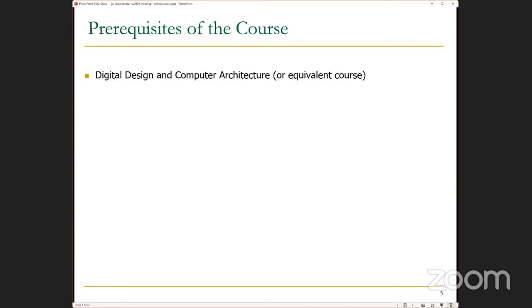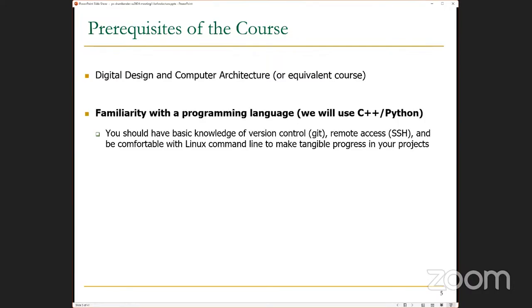There are, of course, some prerequisites of the course. You should have taken, let's say, digital design and computer architecture or any equivalent course that covers the basics of computer architecture. And you should be familiar with at least C++ and/or Python. C++ will be the major language that you will use to write DRAM Bender programs, and Python will be heavily used to write scripts to drive the experiments and also collect and analyze results.